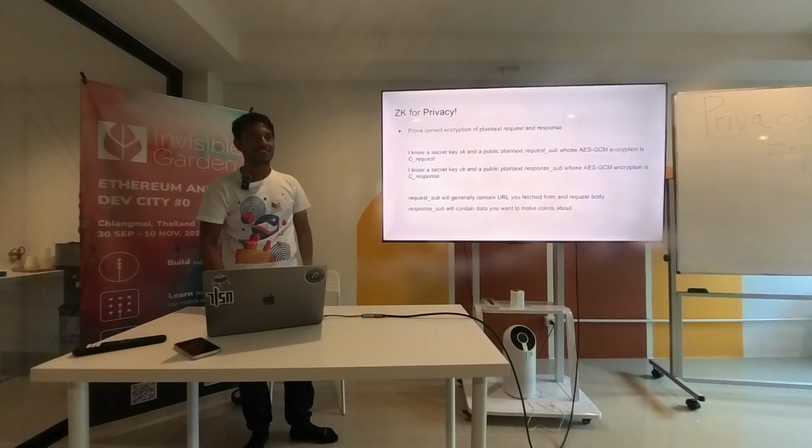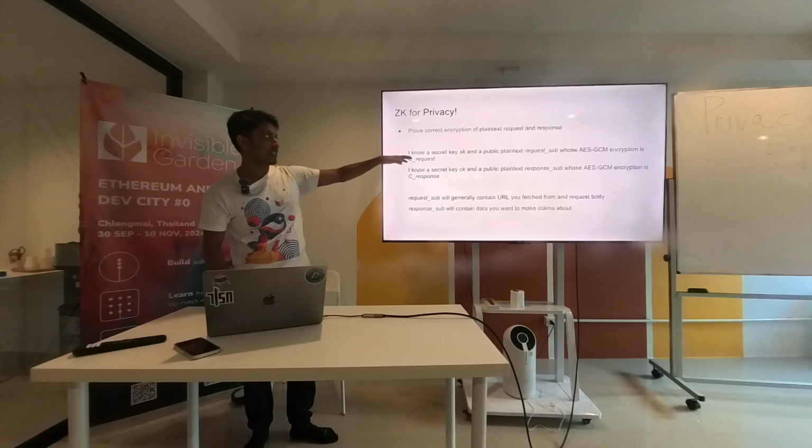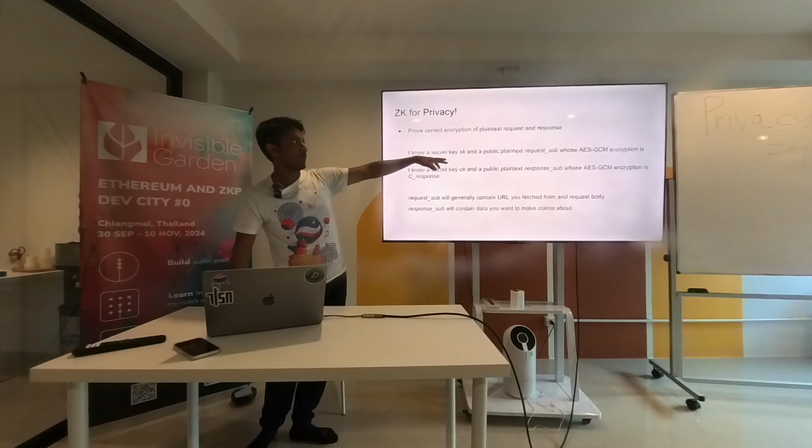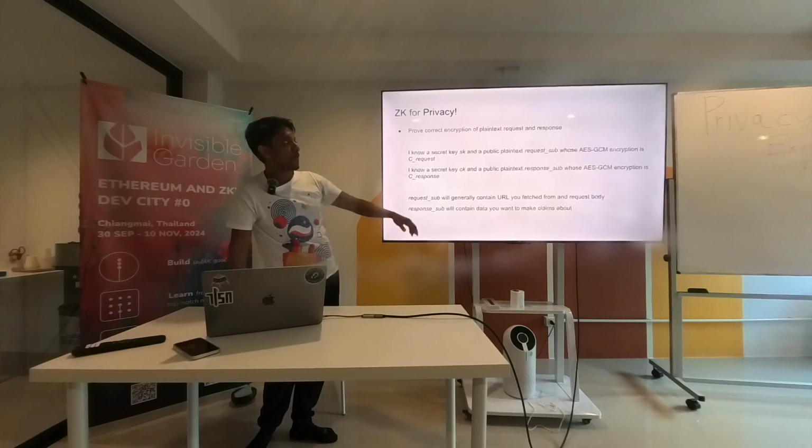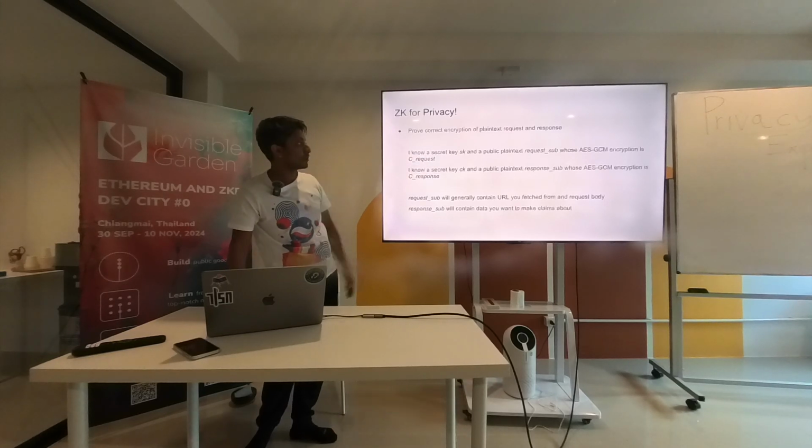ZK. Instead of sending the keys to the proxy, you just prove that you have a key whose encryption is the stuff that the proxy is holding. Formally, I know a secret key SK and a public plaintext request whose AES-GCM encryption is the C request, and this C request is already held by the proxy.